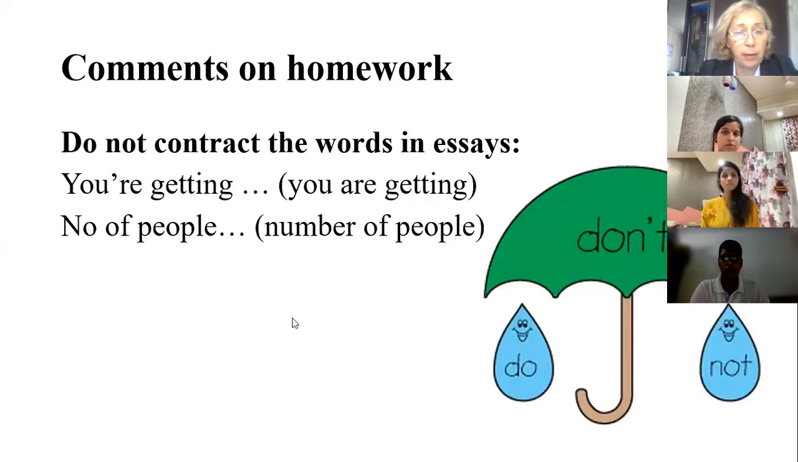Also there are some comments on the language that you've used in the essay. You shouldn't contract words in written work. When we speak in conversation, we can use shortened forms, but here we should write not "you're getting" but "you are getting". Or, for example, some of the students wrote "NO of people", which I guess stands for "number of people". You should be careful with this and write the full form of the phrase.